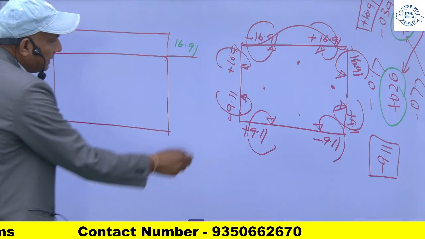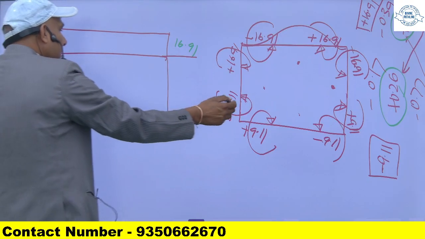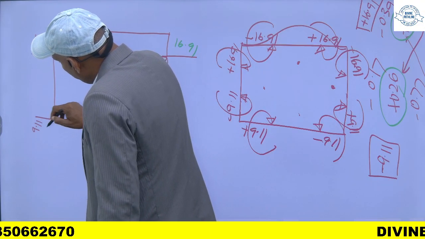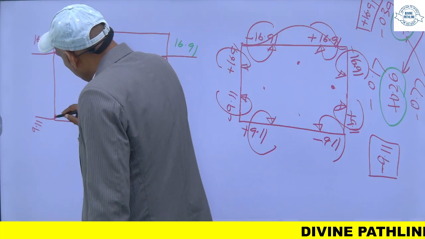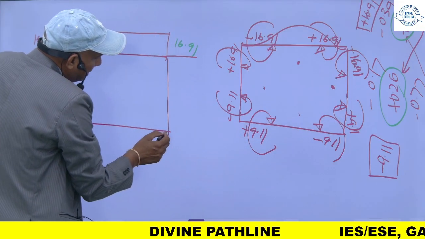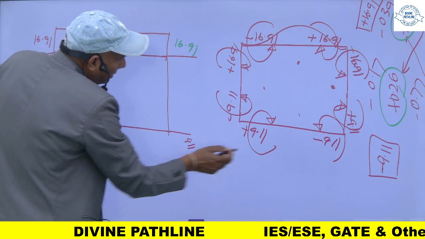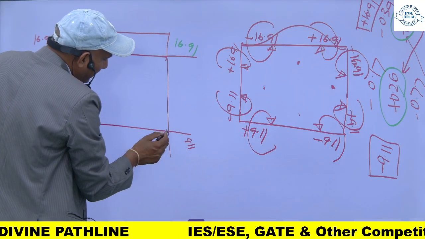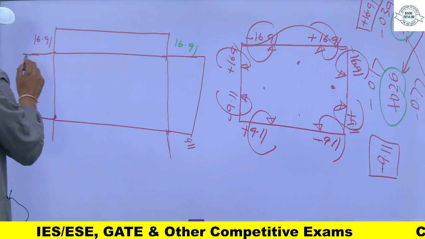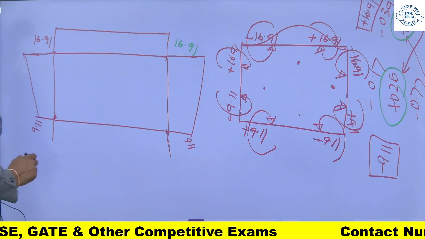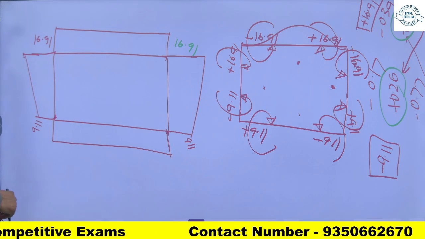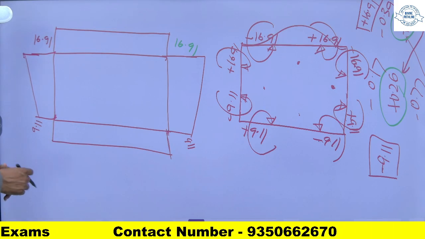At this point it is 9.11, and in the direction of the arrow I will make it. Same here, 9.11, in the direction of the arrow, and it is outside. So these are my hogging moments.